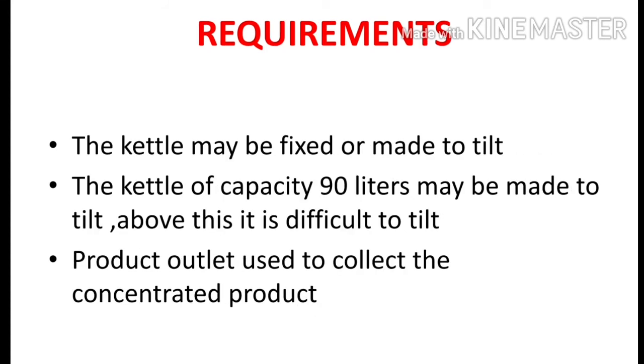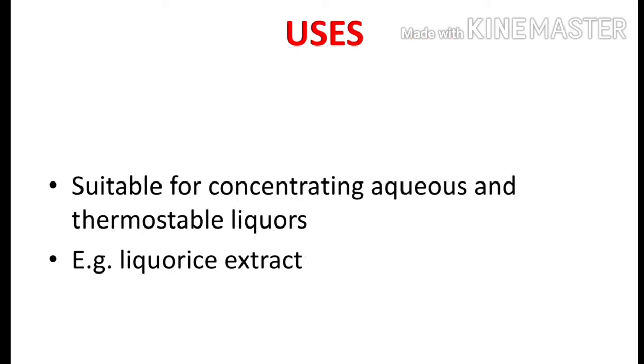There are two types of kettles. One is the fixed kettle and the other one is the tilting type kettle. Tilting type kettle means you can remove the concentrated residue simply by tilting the kettle. But this type of kettle can only allow up to a capacity of 90 liters. Above this limit, you should use a fixed kettle.